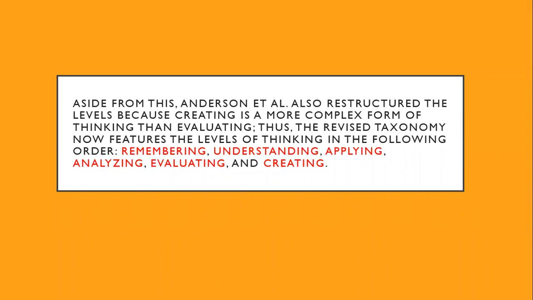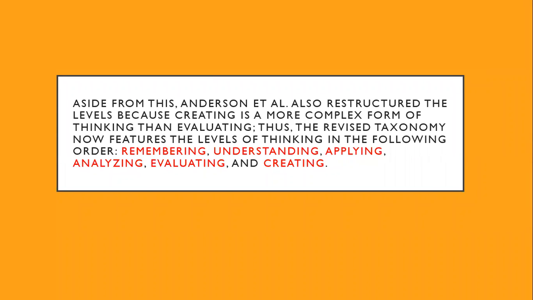Aside from this, Anderson and others also restructured the levels because creating is a more complex form of thinking than evaluating. Thus, the revised taxonomy now features the levels of thinking in the following order: remembering, understanding, applying, analyzing, evaluating, and creating. One of the very reasons why Anderson and others changed the forms of the levels of thinking is that, according to them, learning is a continuous process and it's an action that we need to take. Thus, from noun, they changed it to a continuous verb because learning is an action and it is continuous.